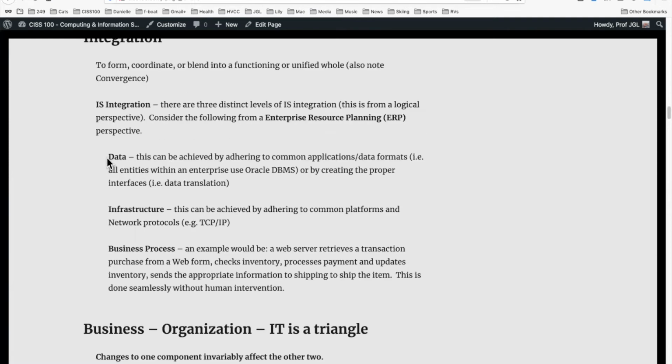Okay, so we have data. If I can use a single database, it's going to make everything easier. And actually, this is really when we're going to talk enterprise architectures. If I can have a singular enterprise architecture, a single architecture that serves all components of my business, I'm going to be far more efficient.